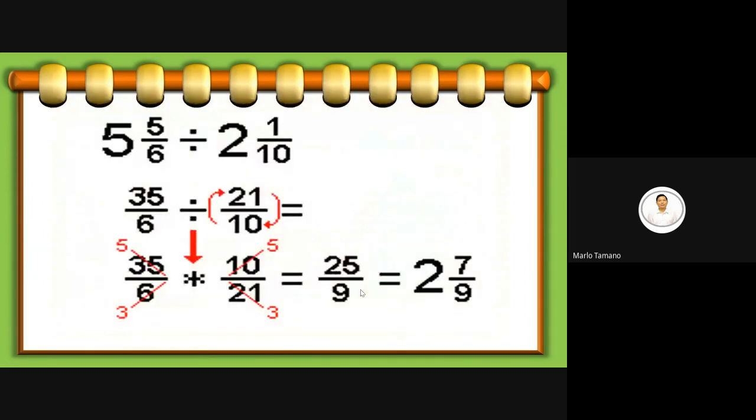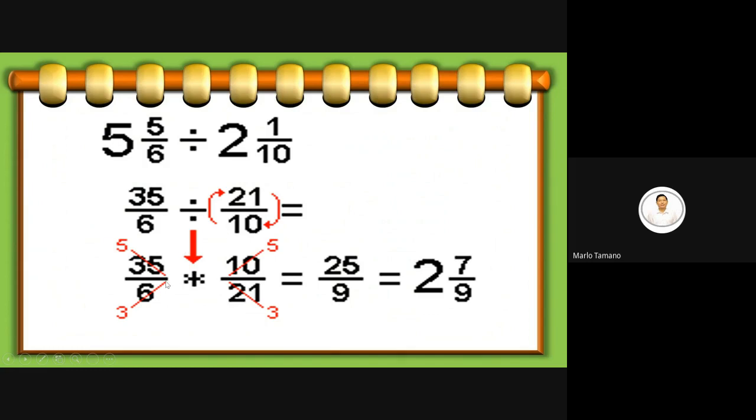That's it. So, let's see again. 5 and 5/6 divided by 2 and 1/10. Parehong mixed. So, sabi doon, kapag mixed, gagawin ninyong improper. So, 6 times 5 is 30, plus 5 is 35. So, 35 over 6. Divided by, huwag muna kayo magpalit ng symbol. So, 10 times 2 is 20, plus 1 is 21 over 10.